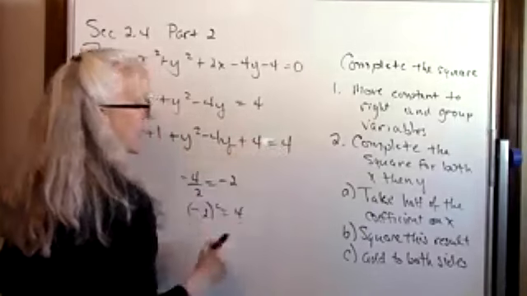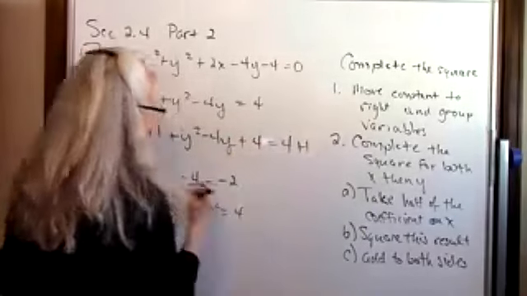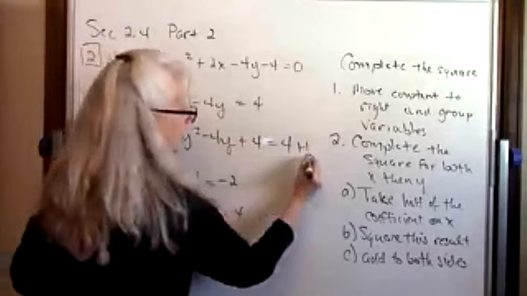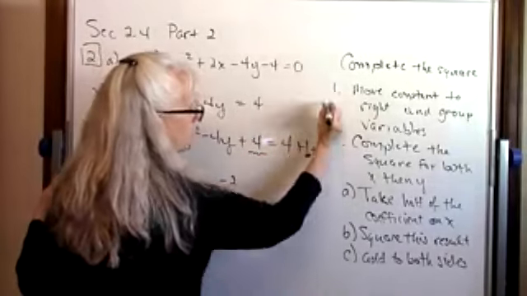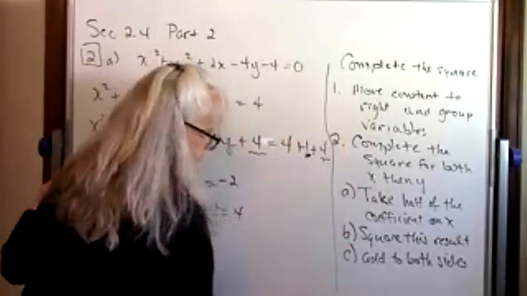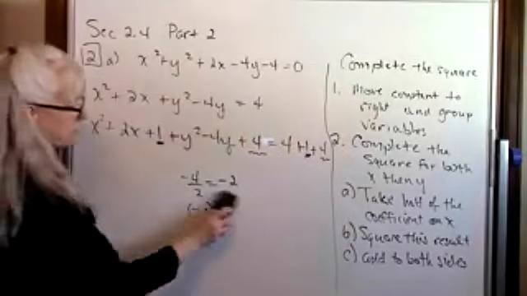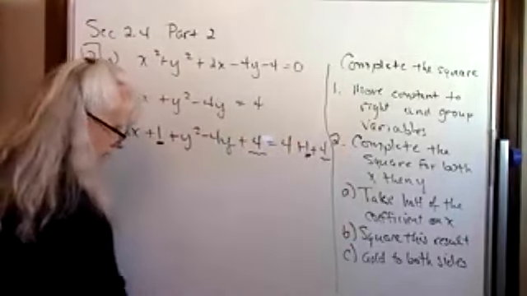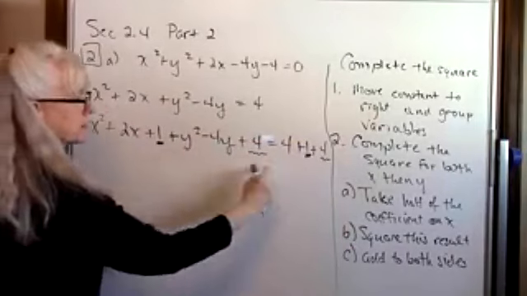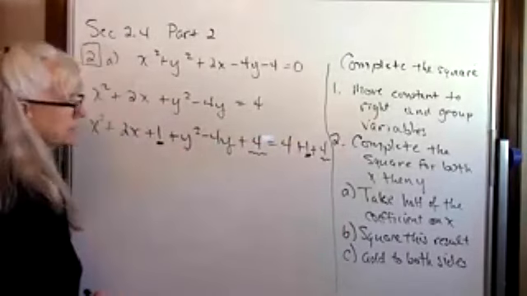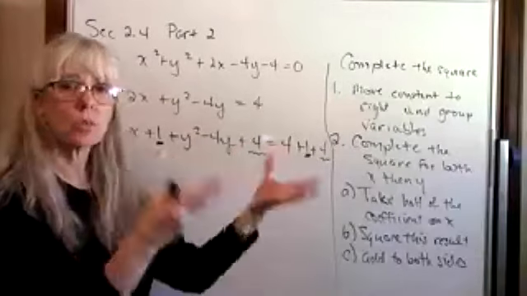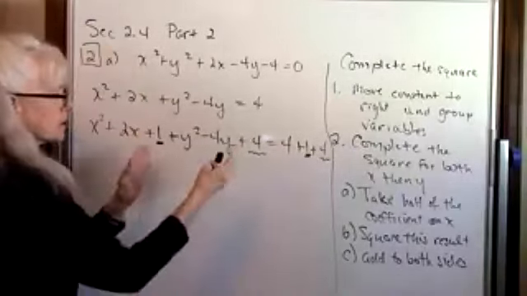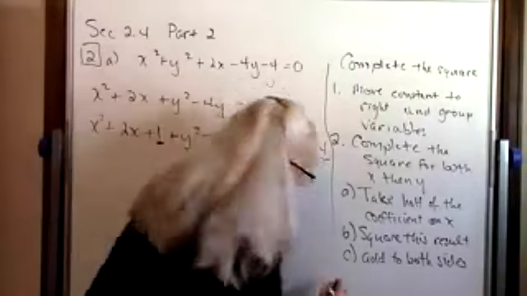So originally I had a 4. I've added a 1. That's this guy. And I added this 4 here. What we're doing is maintaining the equality. So whatever I added to the left side, I also have to add to the right side. Okay, now we're going to come in and factor the x's and factor the y. So we'll factor the first 3 terms, and then we'll factor the next 3 terms. So factor.